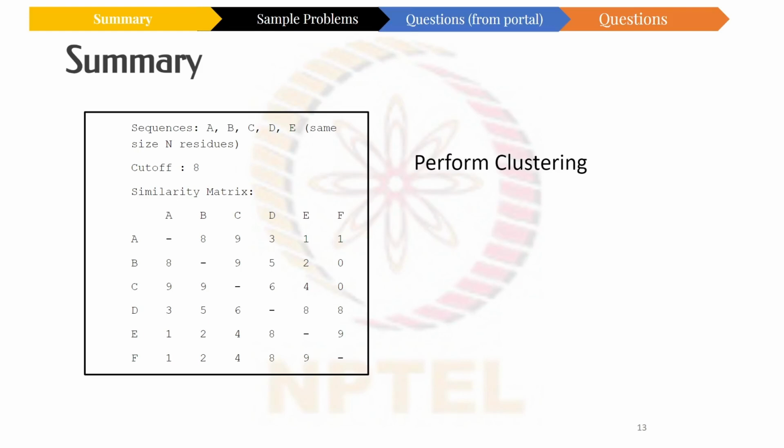So the simpler technique to perform clustering is to identify between what pairs of sequences are having values equal to or more than the cutoff. For example, I am giving one clue here. When we observe A and B, it has a value of 8. So collect the information about the pairs of residues that share sequence similarity more than the given cutoff.